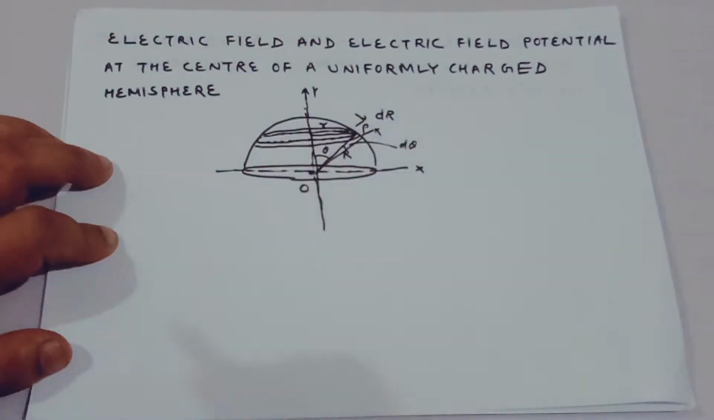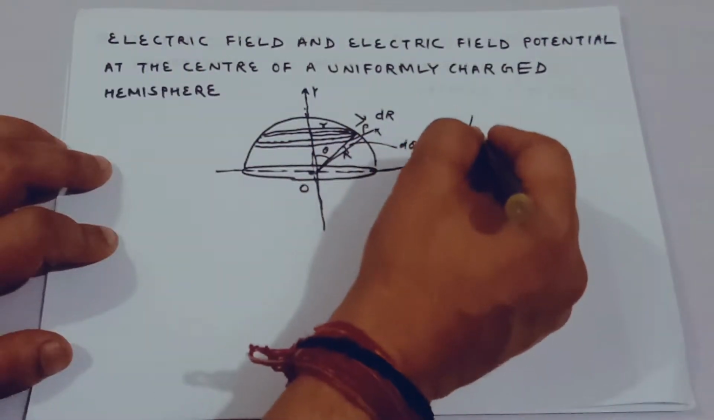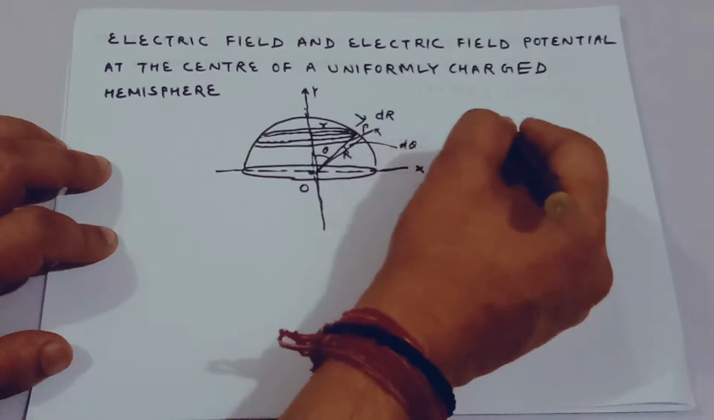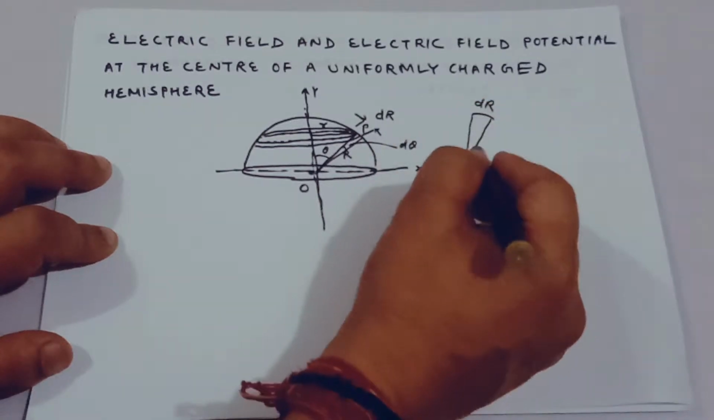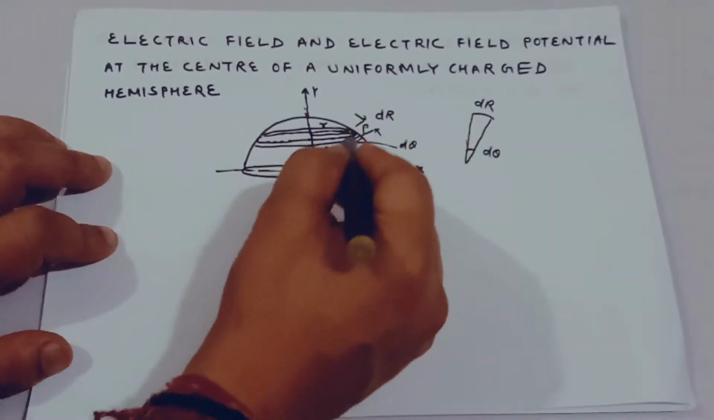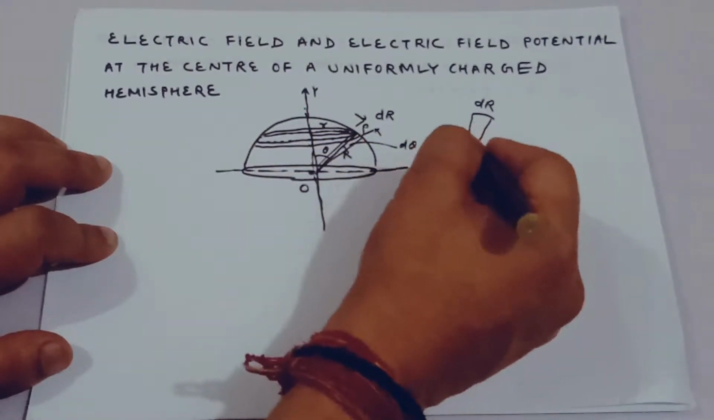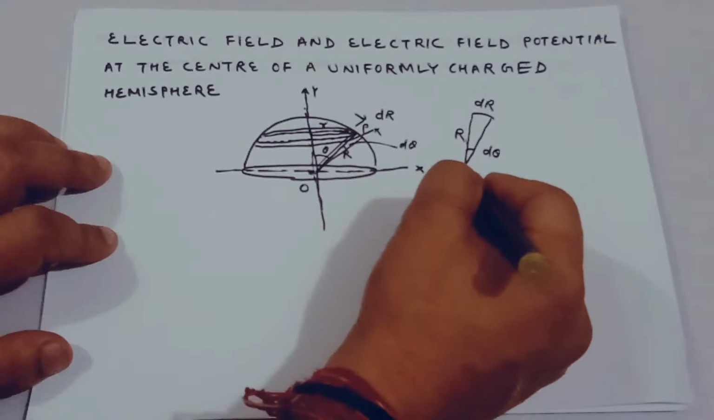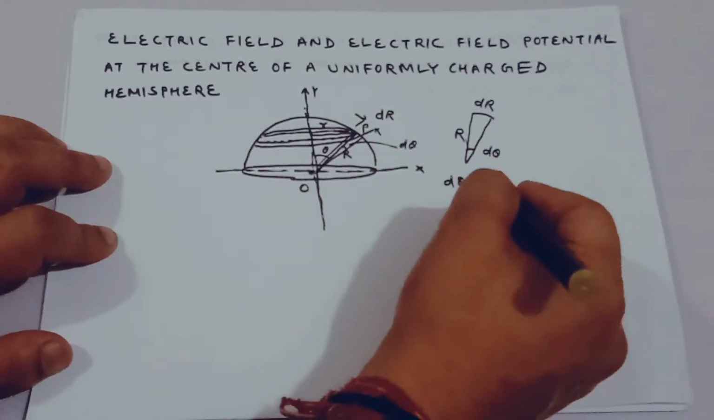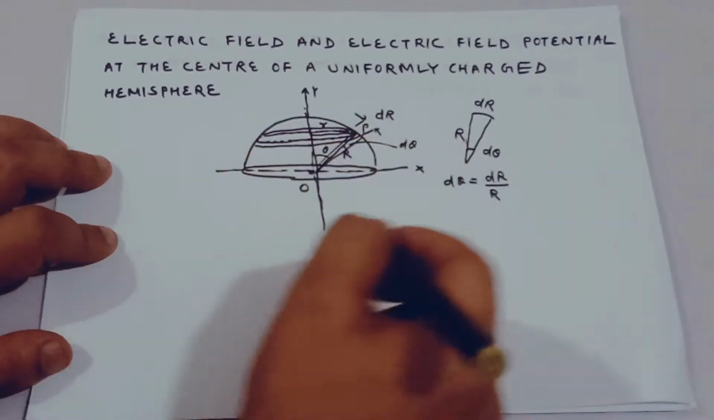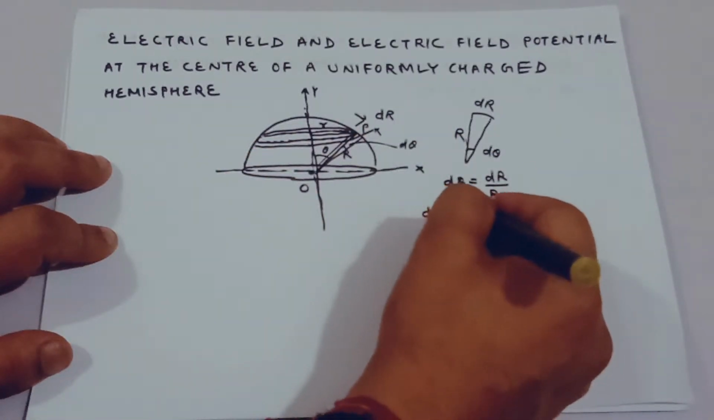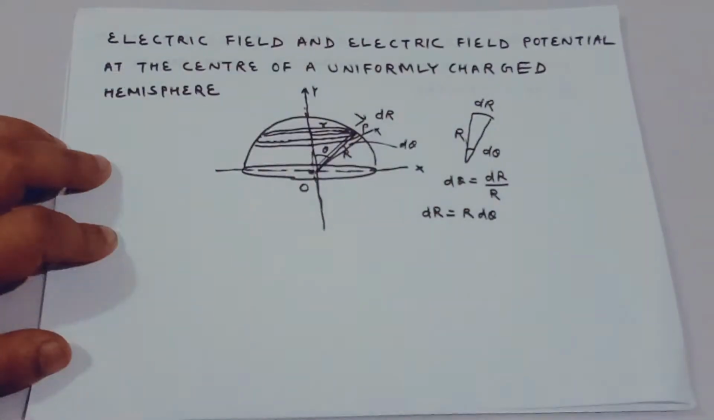d theta. So you can easily find out, if suppose this is a particular angle of this shape, and this is the thickness which is dr, and this angle is d theta, and this radius of course is this much, which is capital R. So d theta can be written as dr divided by capital R, or in other words, this dr can be written as r into d theta. That is one thing.